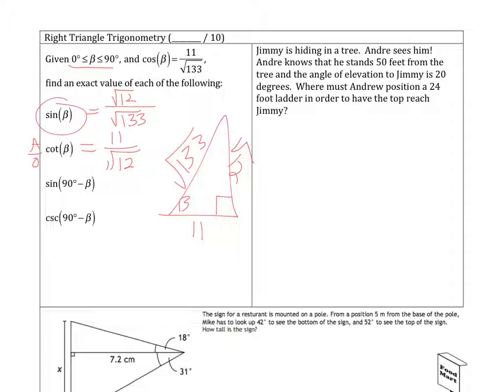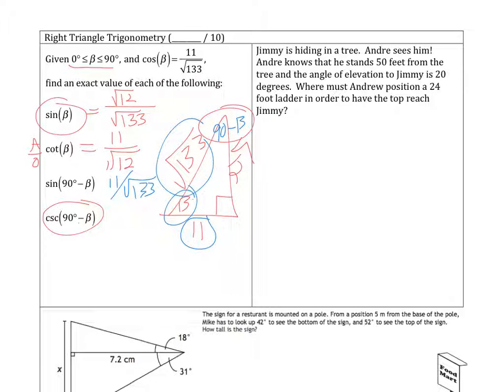Sine of 90 minus beta, well, if this is beta, this angle up here is 90 minus beta, because these two have to add up to 90. So we're looking at 11 over the square root of 133. And then finally, cosecant of 90 minus beta. So cosecant of this top angle. Cosecant is the reciprocal of sine. So we're talking about hypotenuse over opposite. That's going to be the square root of 133 over 11.